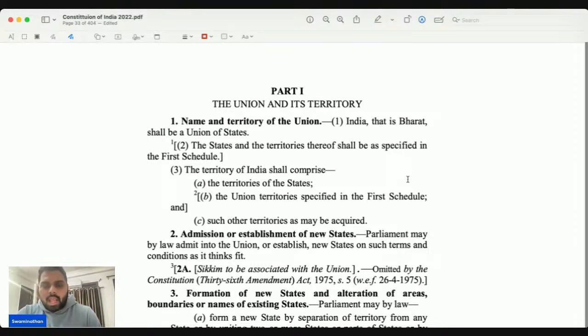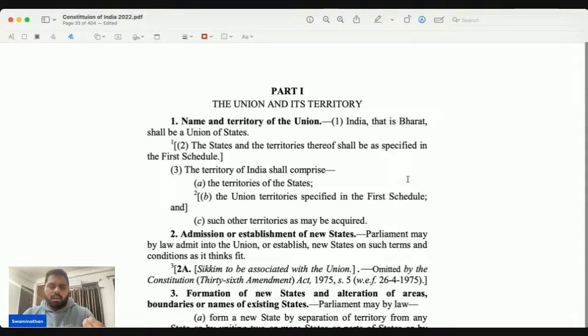As you know, there are at present 25 parts in our constitution, and they all talk about different things. Part one in the sequence talks about India's union and its territory. It spans from article 1 and goes on to article 4. So articles 1 to 4 of the constitution talk about India's union and its territory.